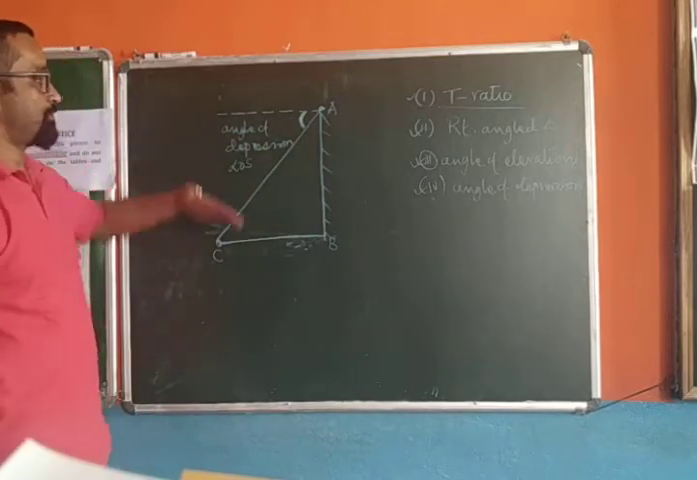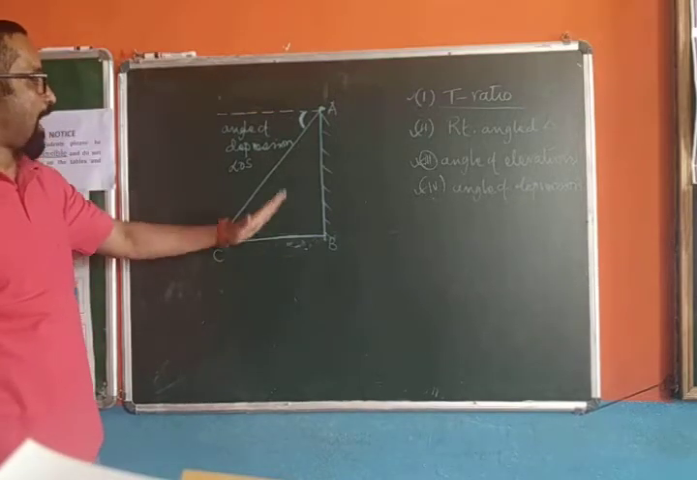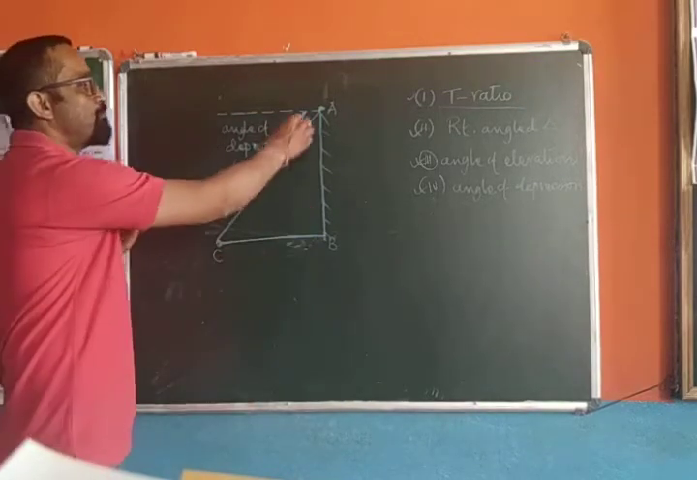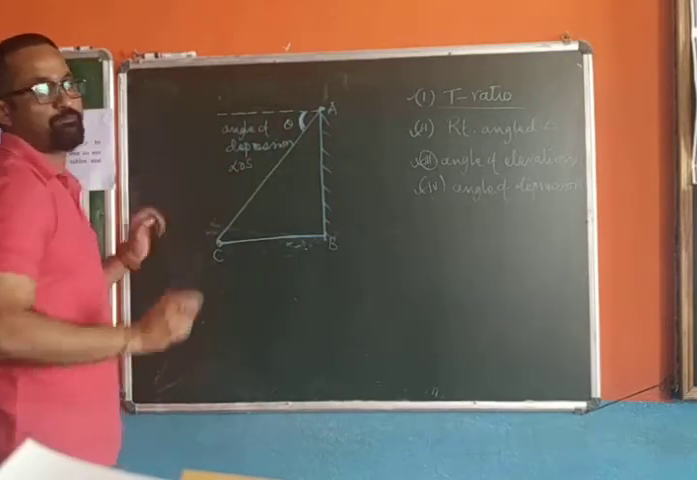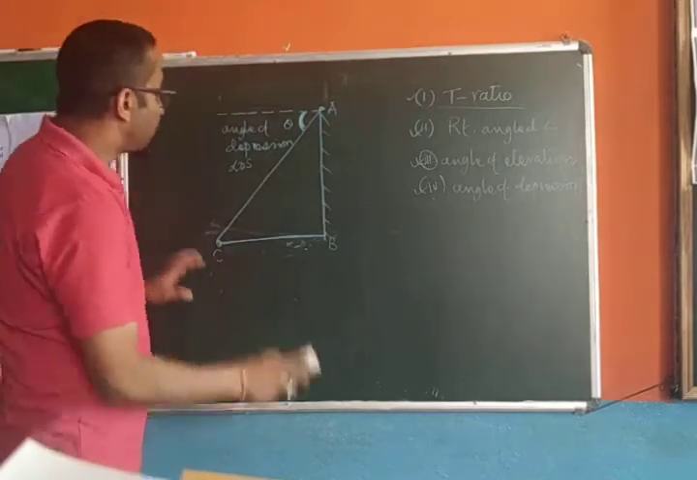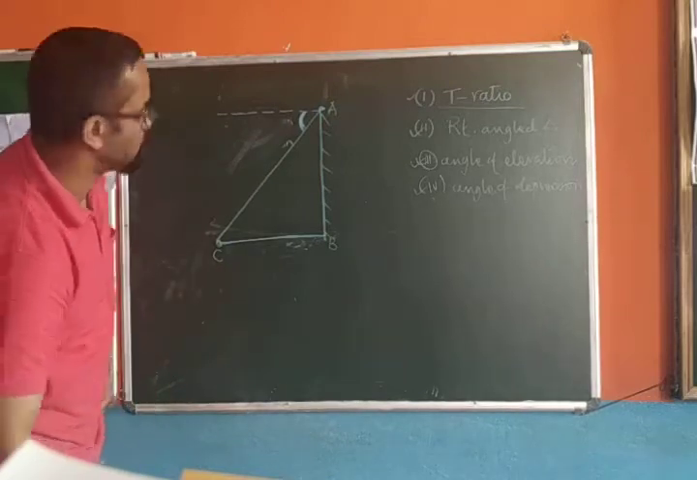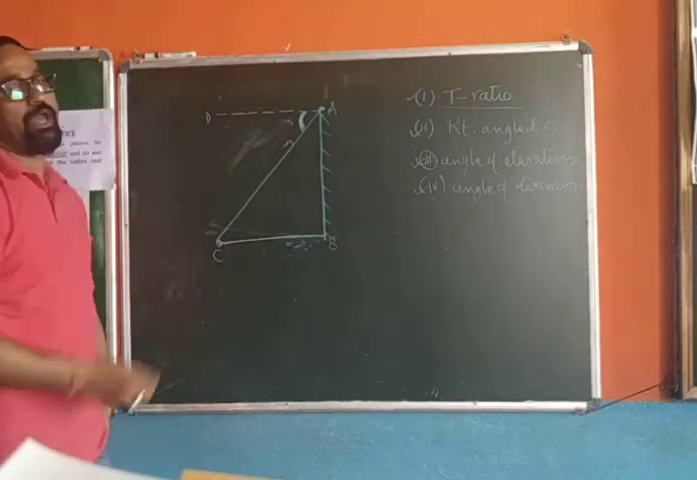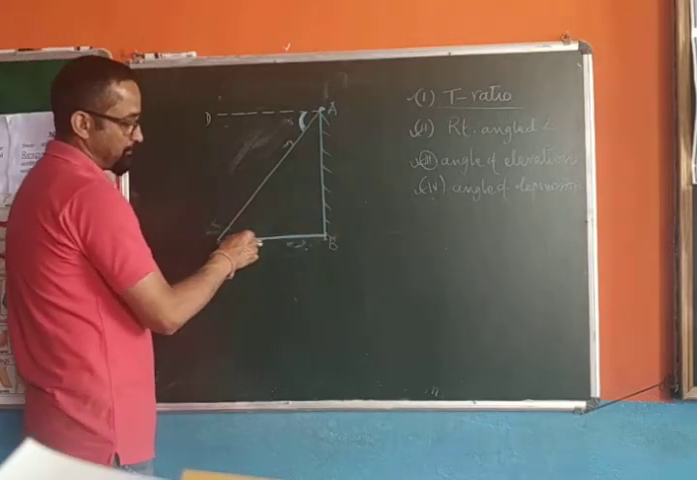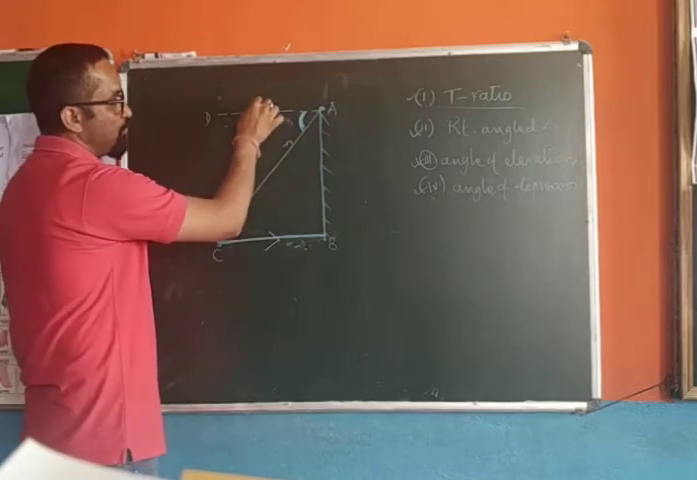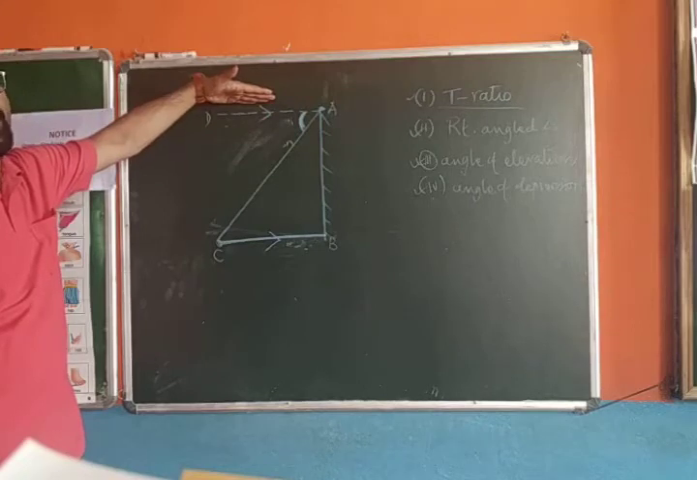Angle of depression. The line drawn parallel to the base and hypotenuse forms an angle. This angle is known as angle of depression. If you look at this diagram, ABC, write this one as D. The base of the triangle is parallel to the broken line drawn here, an imaginary line.